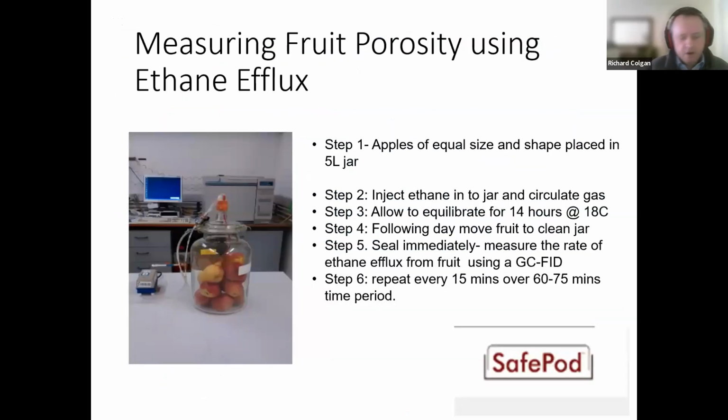So we don't have a micro X-ray scanner. So we're doing some other work using another way of measuring porosity, which is using ethane efflux. This is a lab-based technique, whereby you introduce ethane into a sealed jar of fruit, and leave it overnight to equilibrate. And then you take the fruit out into a fresh, clean jar and measure how quickly the ethane starts coming back out of the fruit over time. This requires using a GC, so it's very much a lab-based technique.